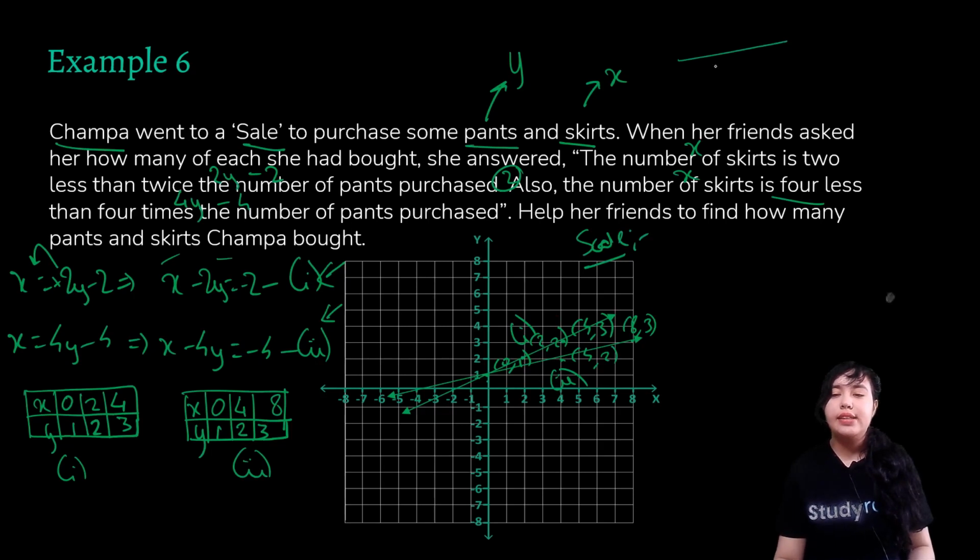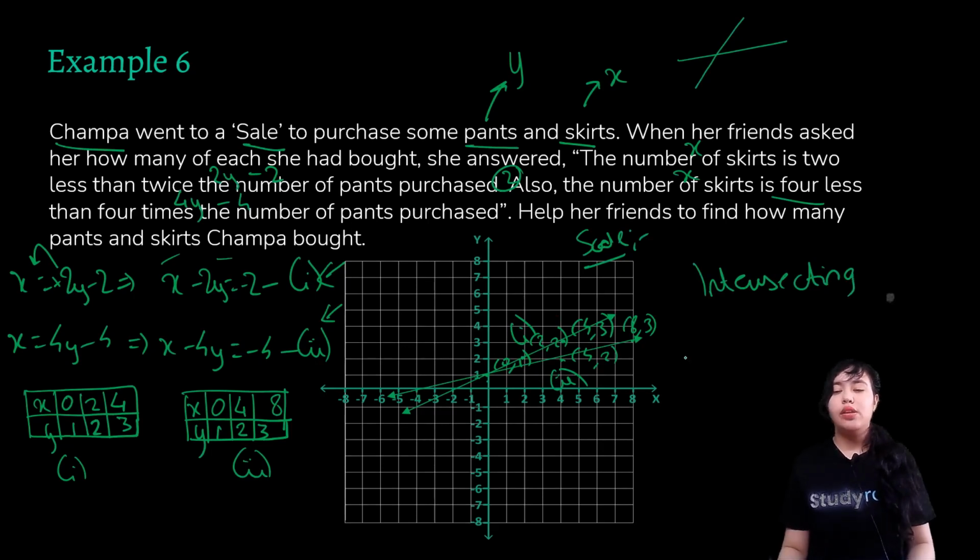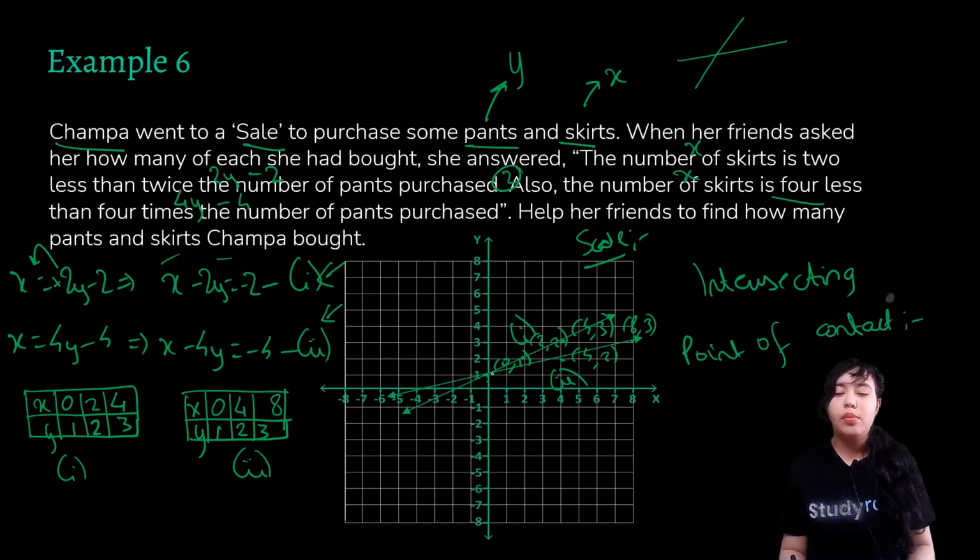What does this case tell you? We are getting a case like this. What are these? These are intersecting lines. At how many points do they meet? Only at one. What is that point of contact? That point of contact is 0, 1. Like here also we got a common point, you can see. So point of contact is 0, 1, and that is only the unique solution.